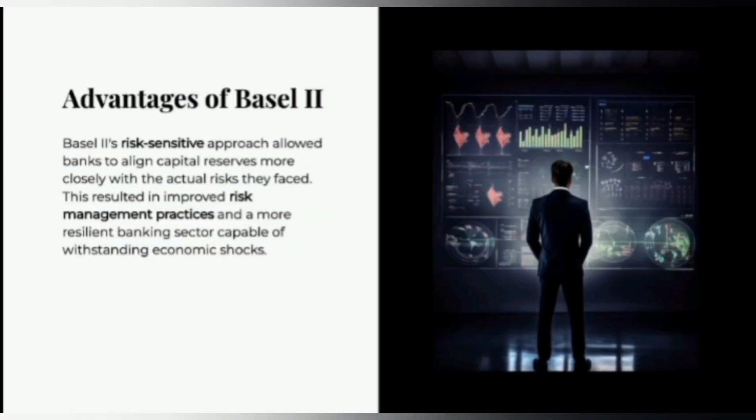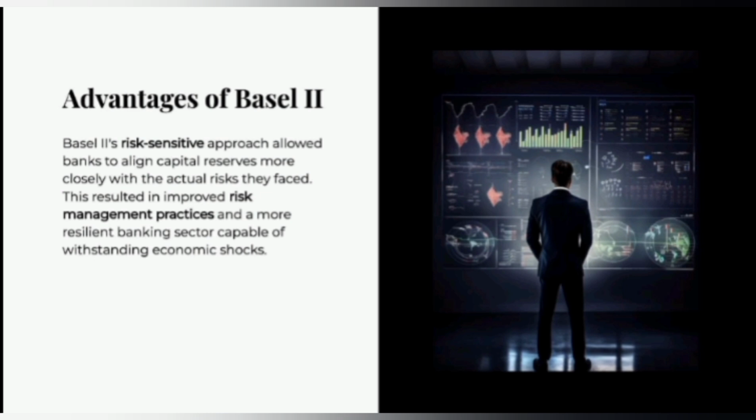Here are the advantages of Basel II. First, it enhances risk management and encourages banks to improve risk assessment and management. Second, it increases transparency, as regular disclosure enables market participants to assess bank risk profiles. Third, it improves capital adequacy, as minimum capital requirements ensure banks maintain sufficient capital.